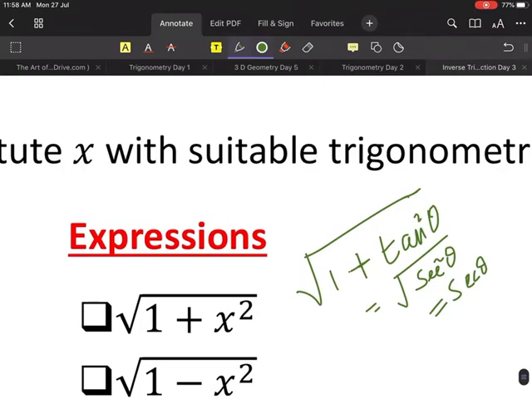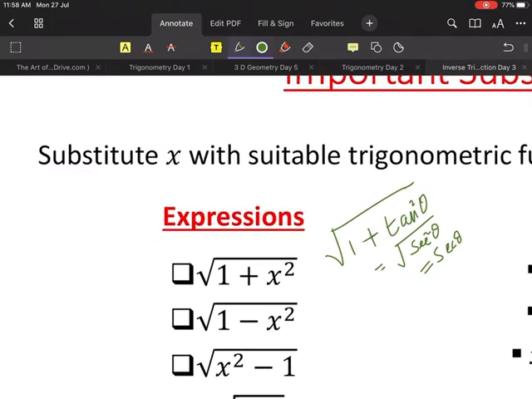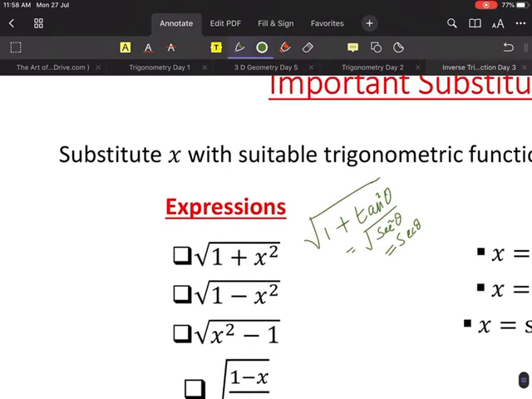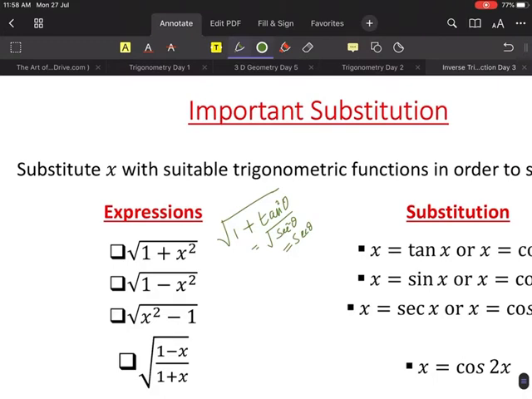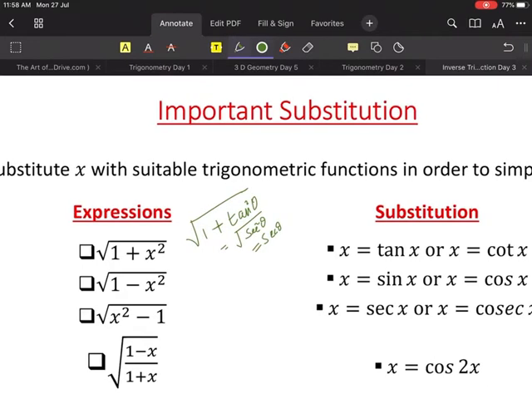Now in the same way, if I put x as cot theta, you'll get 1 plus cot square theta, and it becomes root over of cosec square theta. So root and square will go out, and it becomes cosec theta. So always remember, when I see root over of 1 plus x square, I will substitute with tan theta or cot theta. Now next one, whenever I see root over of 1 minus x square, I will substitute x as sin theta or cos theta.